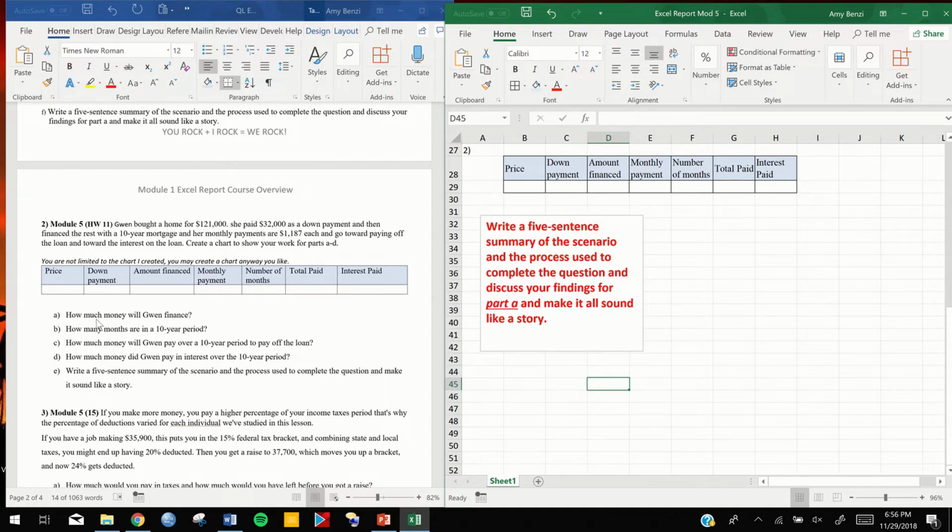How much money will she finance? Well, the house costs 121 grand. Is she going to finance that much? No, because she's paying 32 grand down, so she doesn't have to finance that amount. So what's that going to look like over here in Excel? Well, we have the price of the house, 121,000. We have our down payment.